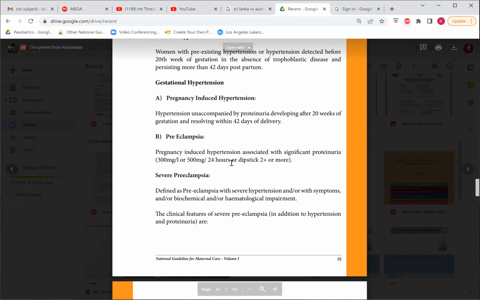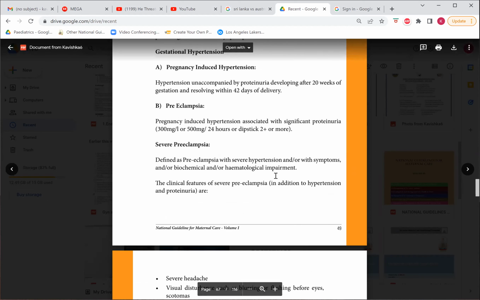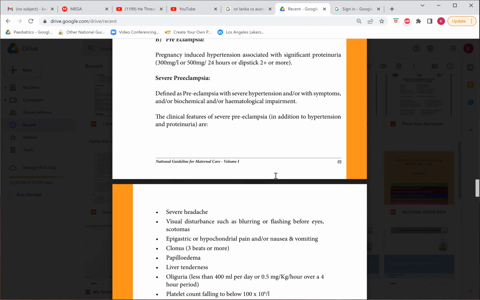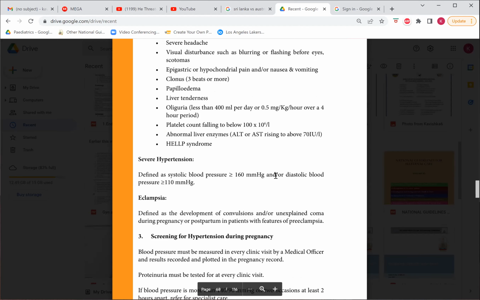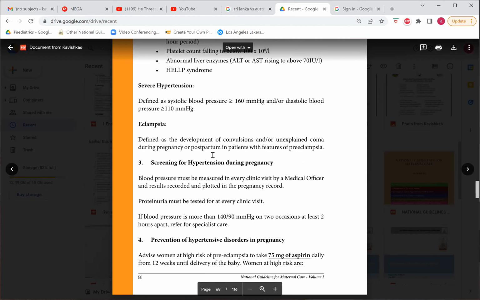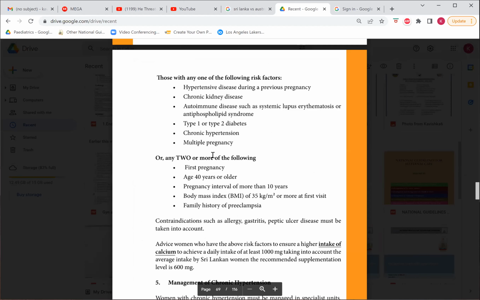Preeclampsia is pregnancy with hypertension with significant proteinuria: dipstick 2 plus or more, or 300 milligrams per liter. And severe preeclampsia is preeclampsia with severe hypertension, that is 160 by 110, with biochemical or hematological symptoms. So when it comes to severe hypertension, I can go to the management.